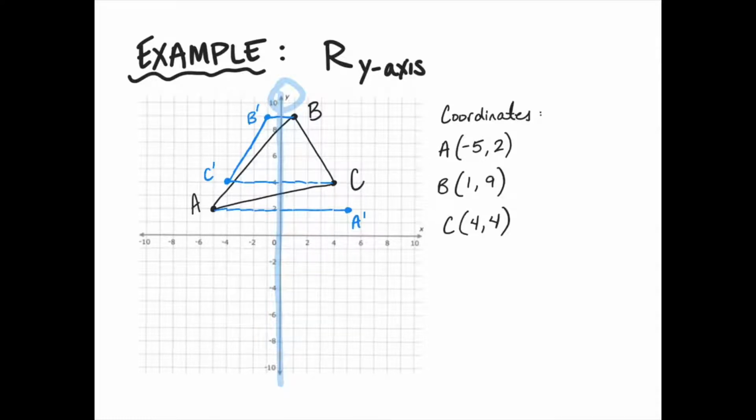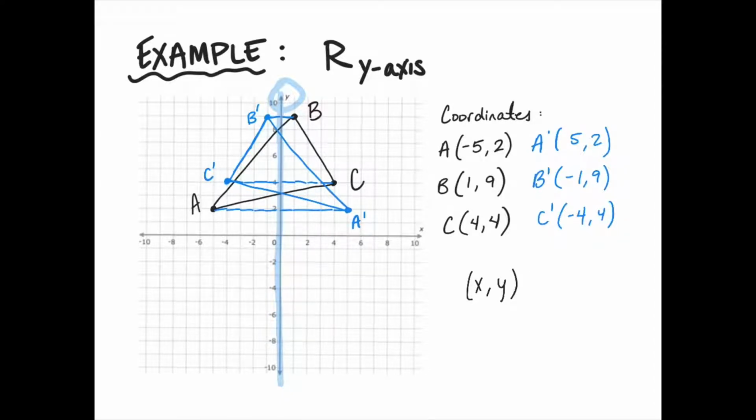And here's my triangle. So let's look at what happened to our coordinates. The coordinates of A prime were 5, 2, coordinates of B prime look like negative 1, 9. And the coordinates for C prime look like negative 4, 4. So let's come up with a rule for reflecting across the y-axis. Let's see what happened to every x coordinate. Negative 5, 5. 1, negative 1. 4, negative 4. So what happened here with all the x coordinates is those changed to the opposite sign.